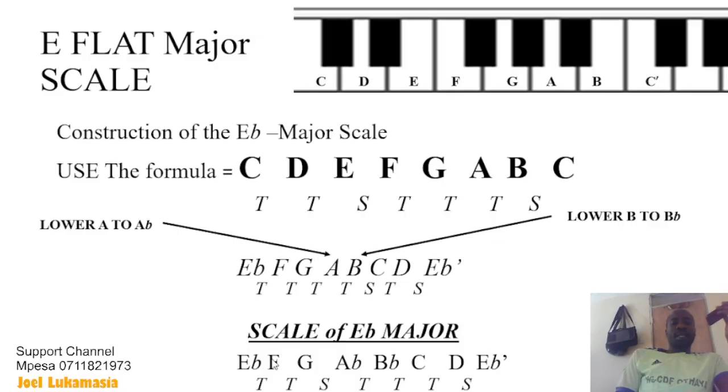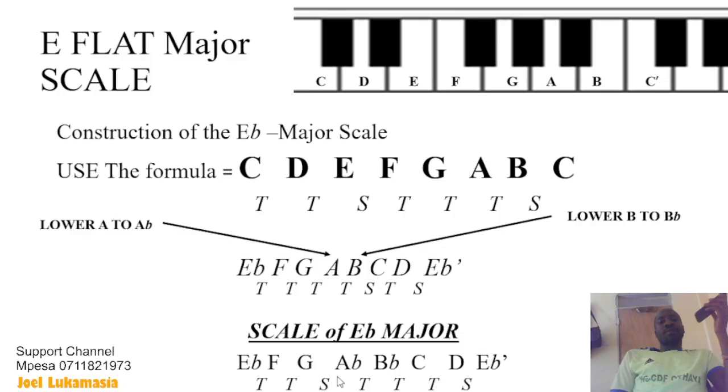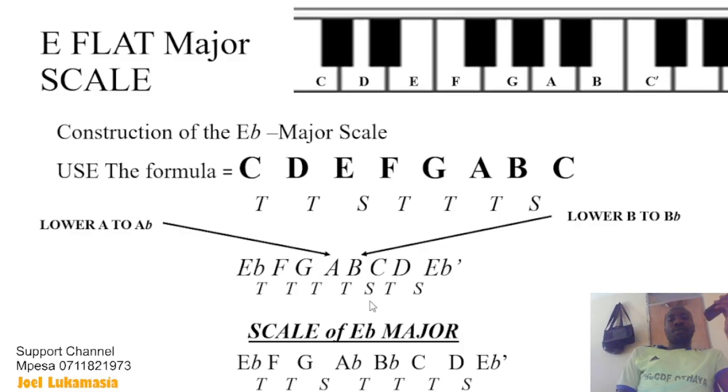So E flat, F, G, then you lower the F to F flat. From G to F flat becomes a semitone. Then from F flat, you also have to lower the B, because there's a problem here. Now when lowered, it becomes a semitone and a tone. So the distance becomes big.